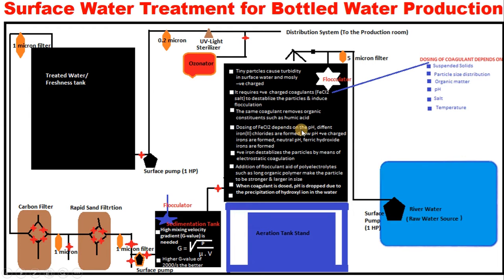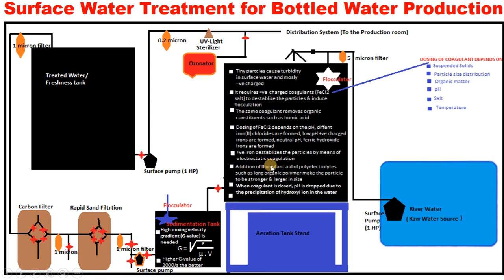Dosing of iron chloride depends on the water pH. Different iron chloride species are formed when you dose iron chloride in river water. At low pH, positively charged ions are formed. At neutral pH, ferric hydroxide is formed. Positive ions destabilize the particles by means of electrostatic coagulation. Addition of flocculant aid of polyelectrolytes such as long organic polymer makes the particles stronger and larger in size. When coagulant is dosed, the pH value is dropped due to the precipitation of hydroxyl ion in the water.